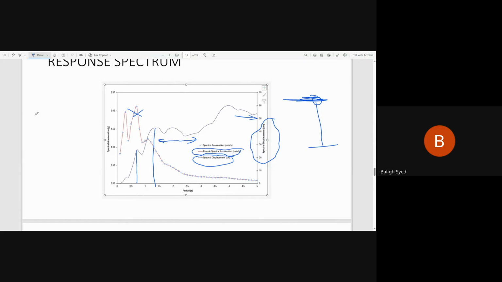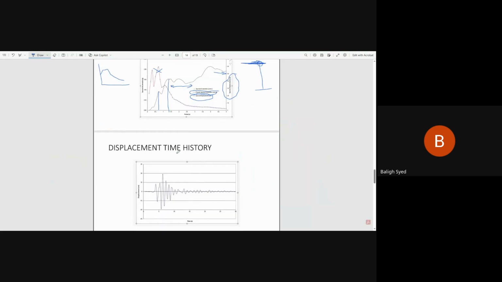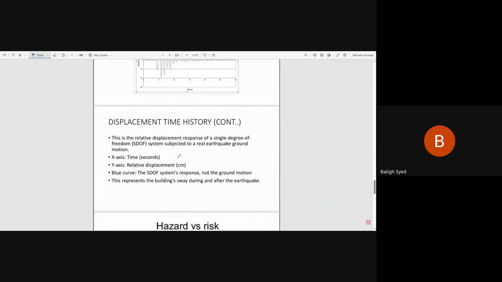But when you see the response spectrum, you always see something like this. You're going to say, sir, what? Are we designing something fictitious based on a fictitious graph? Yes, that is true. Because the spectrum we use in IBC is actually the pseudo spectrum, not the real spectrum. This is the real spectrum.